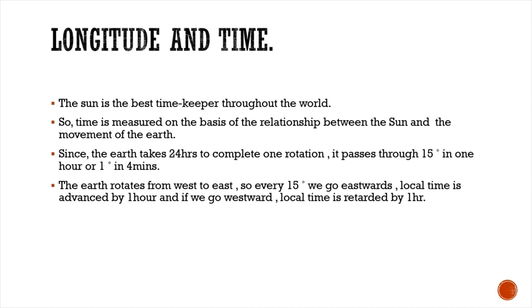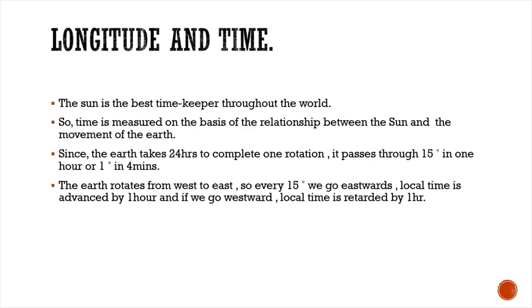The next topic which we are going to discuss is longitude and time. The sun is the best timekeeper throughout the world. In the olden days, when the clock was not invented, people used to follow the shadow of the sun to estimate the time. So time is measured on the basis of the relationship between the sun and the movement of the earth. The earth takes 24 hours to complete one rotation. It passes through 15 degrees in 1 hour or 1 degree in 4 minutes.